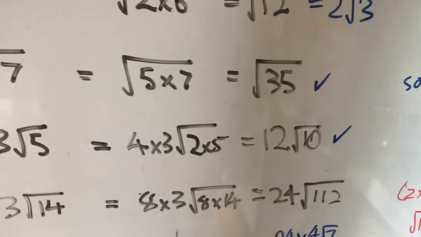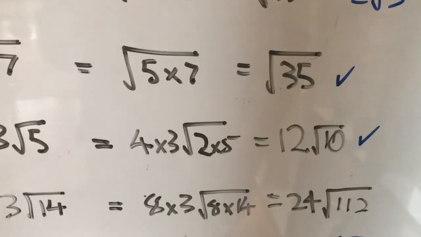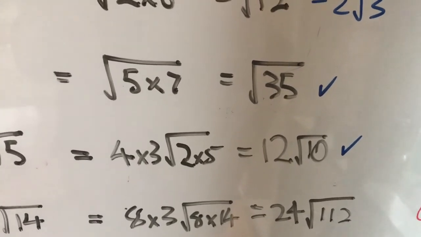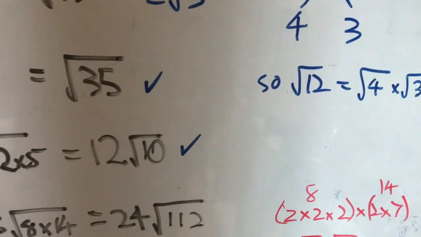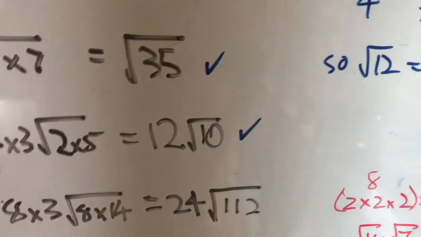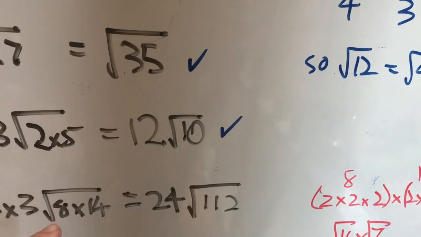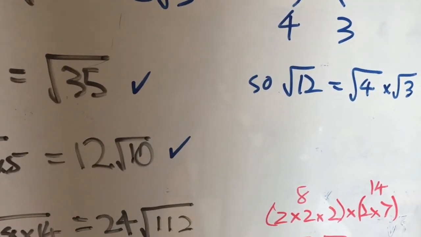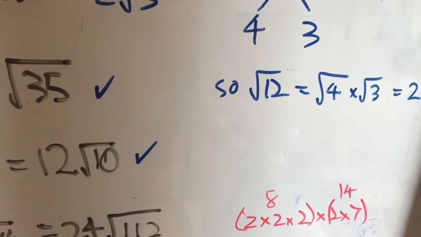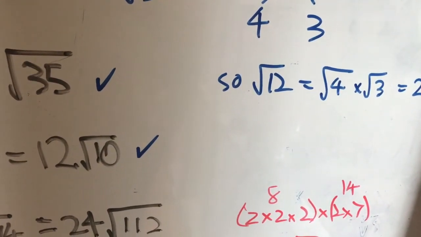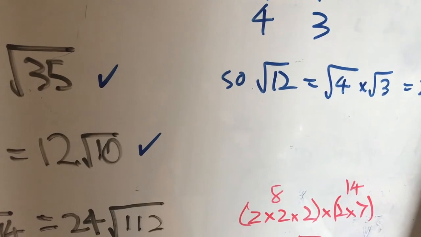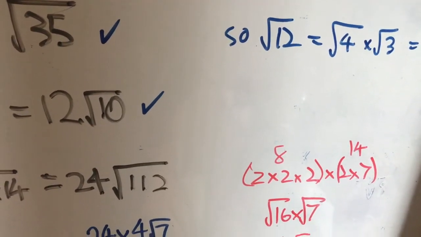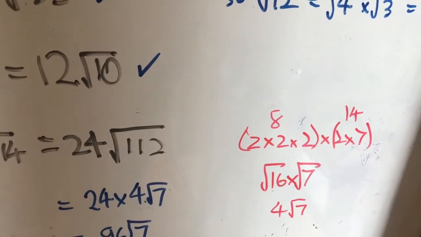So in this more difficult example down here of 24 root 112, what I'm talking about is I can split back here the original part, the 8 and the 14. 8 into 2 times 2 times 2, 14 into 2 times 7, and now it's a lot easier to see that if I group those two together, so I'm going to have 16 times root 7, which gives me my 4 root 7.